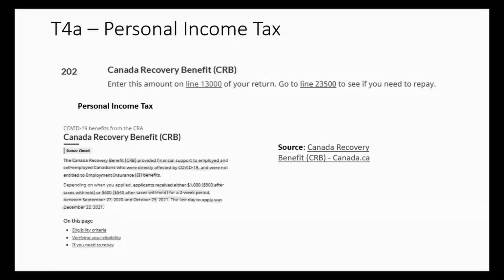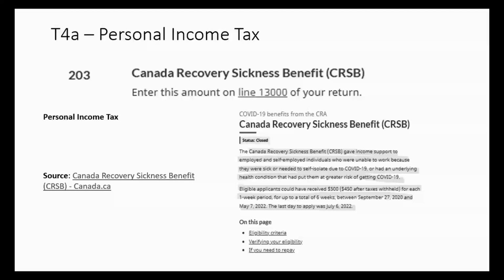Code 202, this is CRB. CRB provided financial support to employed and self-employed Canadians who were directly affected by COVID-19 and were not entitled to EI benefits. Depending on when you applied, applicants received either $1,000 or $600 for a 2-week period between September 27, 2020 and October 23, 2021.